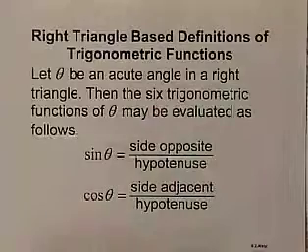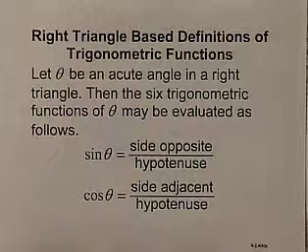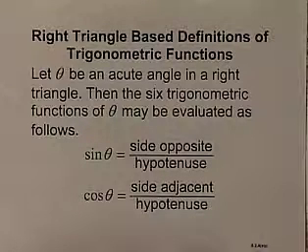Now we need to define the 6 trigonometric functions of a right triangle. Here we'll look at right triangle-based definitions of trigonometric functions. Let's let theta be an acute angle in a right triangle. Then the 6 trigonometric functions of theta may be evaluated as follows.